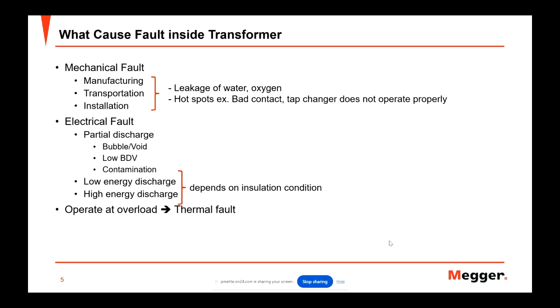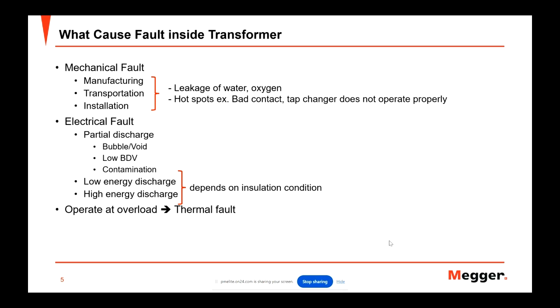But if there is some heat spot or hot spot inside of your transformer, you may not find those things because it is not a PD, right? The next electrical faults are low energy discharge and high energy discharge. All of those two also depend on the insulation condition.